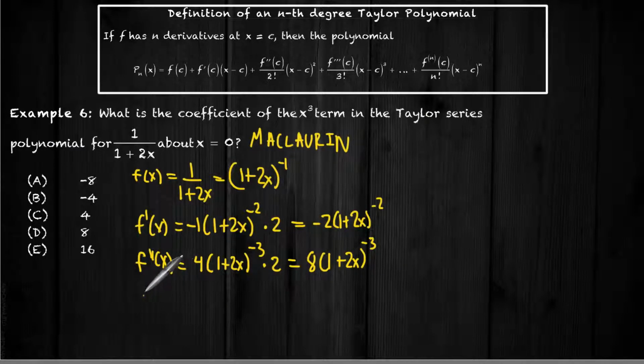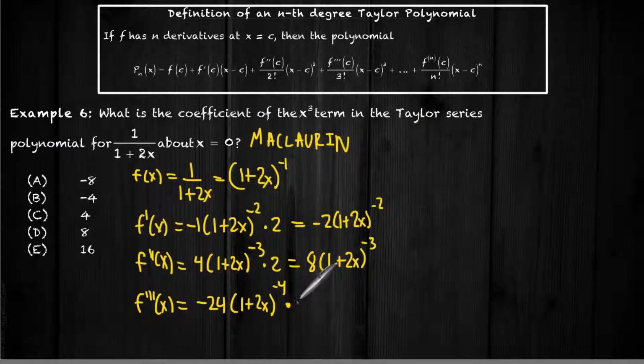And then we'll take the third derivative. And so our third derivative is going to be negative 3 times 8, which is negative 24. Leave the inside alone again. Drop the power down to negative 4, and then we're going to multiply by the derivative of 2x, which is 2. So that's going to give us negative 48 times (1 plus 2x) to the negative fourth power. And that's our third derivative.